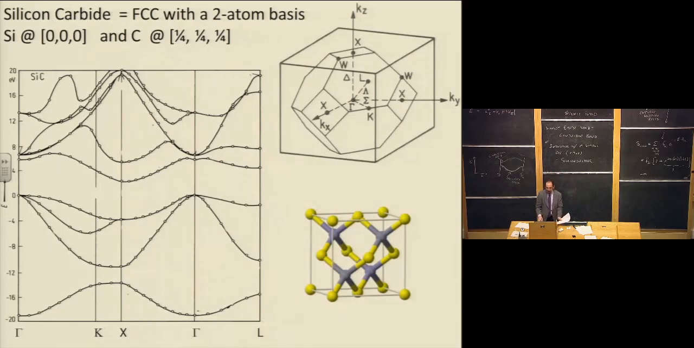So this picture of silicon carbide. Silicon carbide, these bands here are all filled. The Fermi energy or the chemical potential lies in the middle of this gap. So you would say that it's an insulator or a semiconductor. And if you look at the difference in energy between this point, the lowest point of the conduction band, and this point here, which is the highest point of the valence band, it's a little less than 4 eV. So we would say silicon carbide is a semiconductor. Okay.